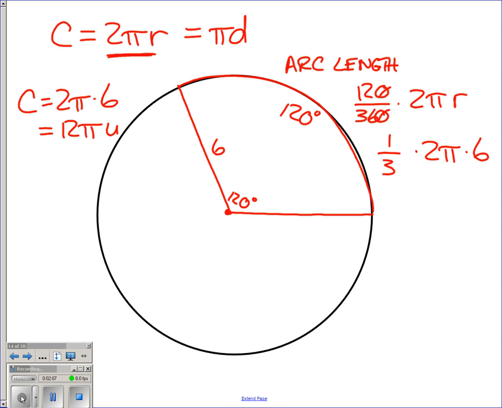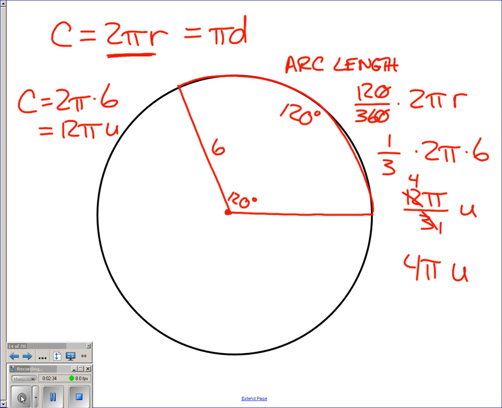Now let's multiply this together. We still have the 2 pi 6, which we said a while ago was 12 pi. So this is going to be 12 pi divided by 3 units. But the 3 and the 12 will simplify to a 4 over 1. So we have 4 pi units for this arc length. It's 1/3 of the entire thing, okay? And that was section 1.